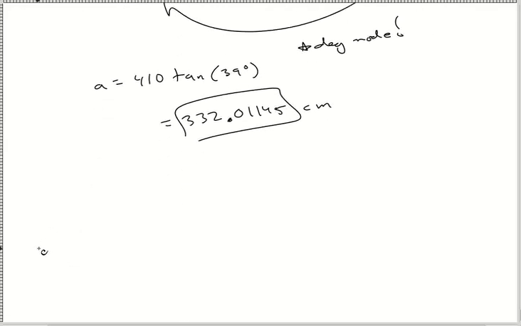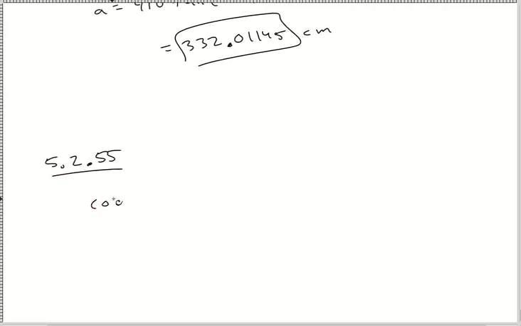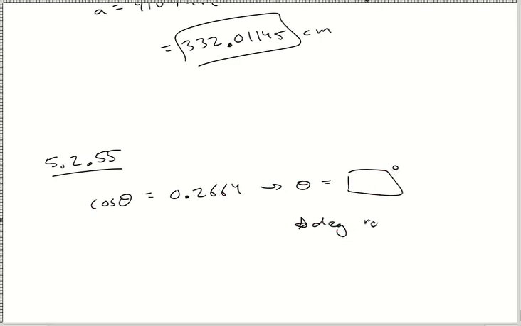Let's keep going. Next one. 5, 2, 55. I've got cosine of theta is equal to 0.2664, and they want to know what is the angle in degrees. First off, make sure you're in degree mode, because we're going to be using our calculator here. Now, you probably did in degree mode from the last problem, but the point is don't change it back to radians unless you see radians. Okay. So we're in degree mode, cool, and so I type cosine of 0.2664.